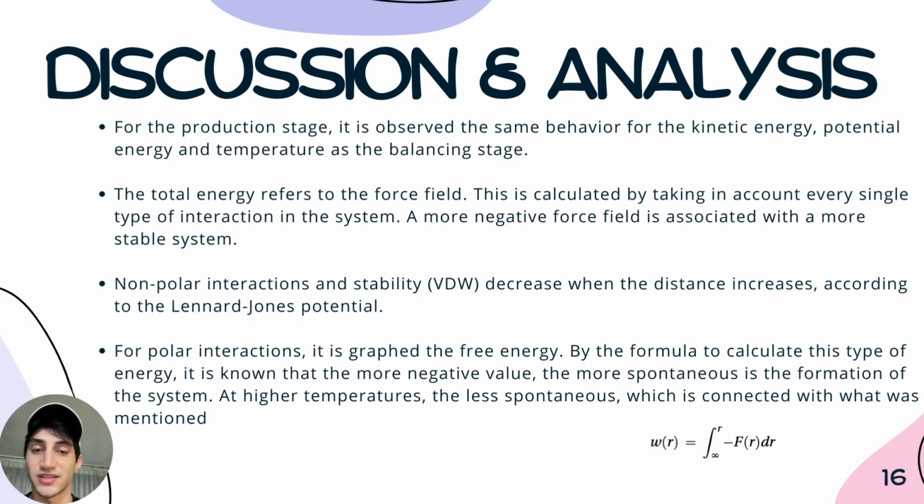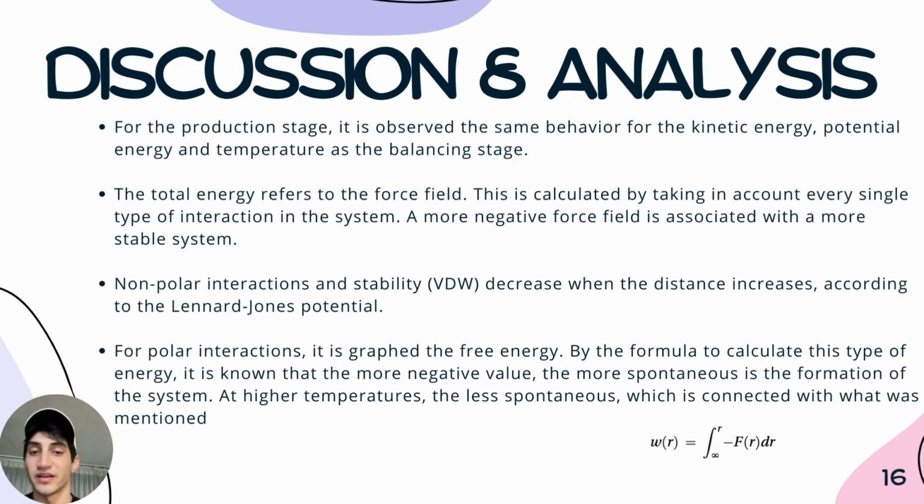Since this calculation is very complicated, we just want to look at the magnitude of the negative value. A more negative force field is associated with a more stable system. In the graph, we see that as temperature rises, the value is less negative, which means it's a more unstable system. Next, we have the energy due to non-polar interactions.